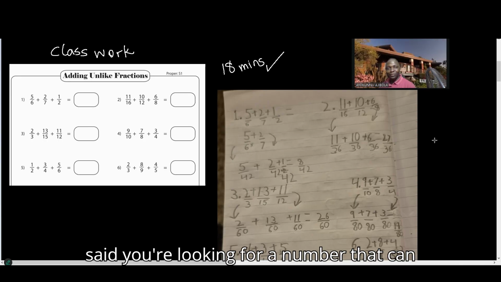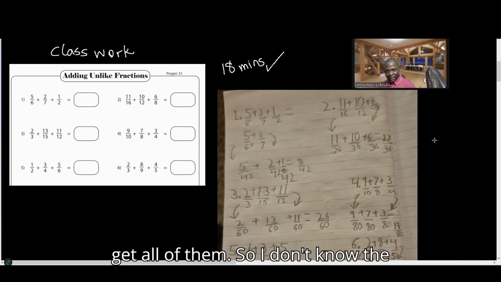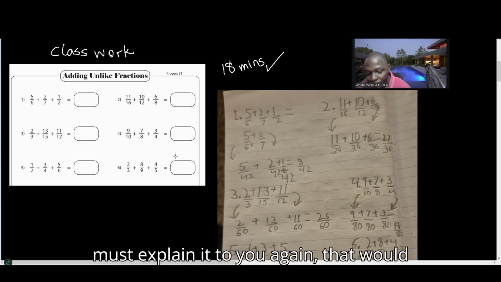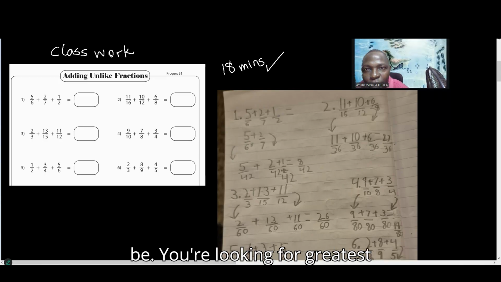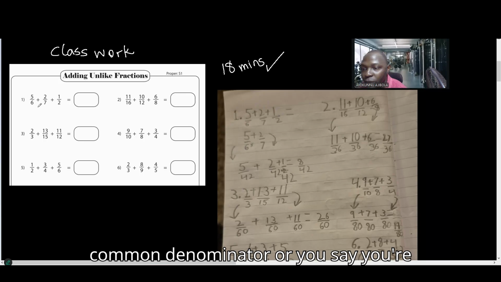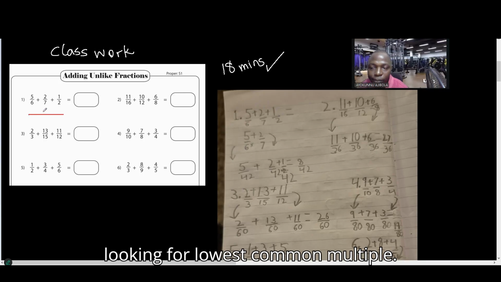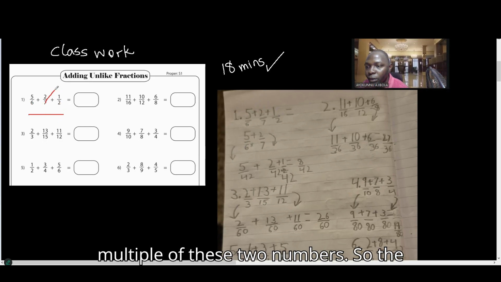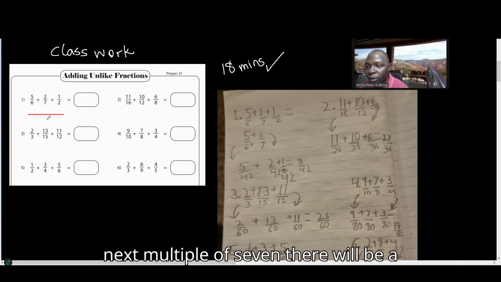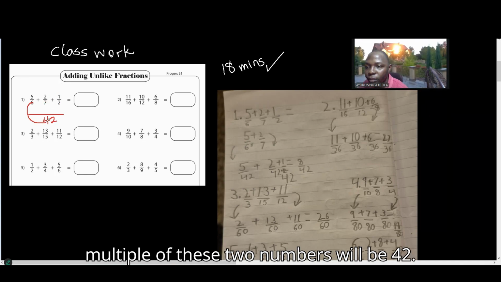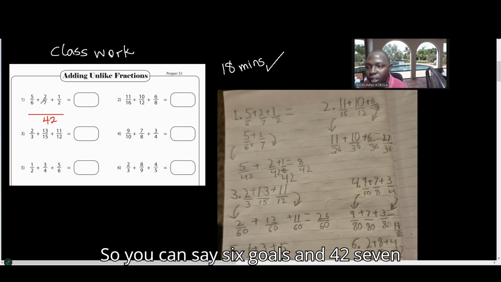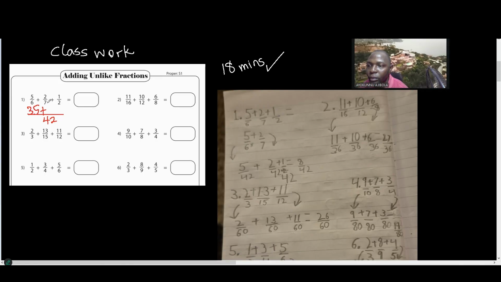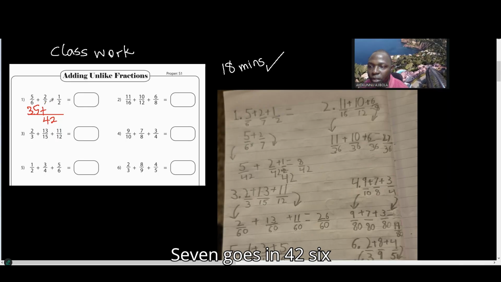Okay. Now, you said you're looking for a number that can get all of them. So I don't know the meaning of get all of them. Well, if I must explain it to you again, you're looking for the greatest common denominator, or you say the lowest common multiple. The biggest number is 7, and it's not a multiple of these two numbers. So the next multiple of 7 that will be a multiple of these two numbers will be 42. So you can say 6 goes in 42 7 times. Then 7 times 5 is 35.